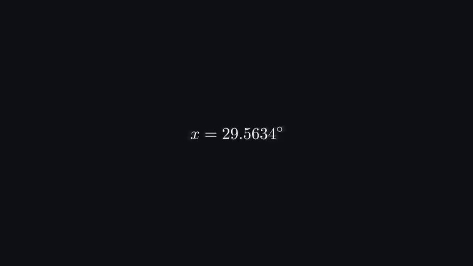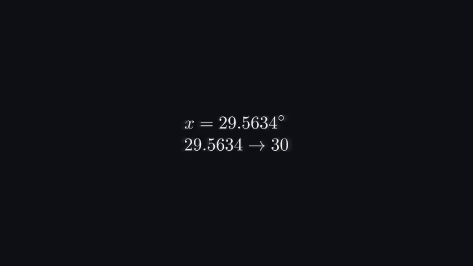Continue the aligned calculation. The next steps are shown one line at a time. X equals 29.5634 degrees, which goes to 30.